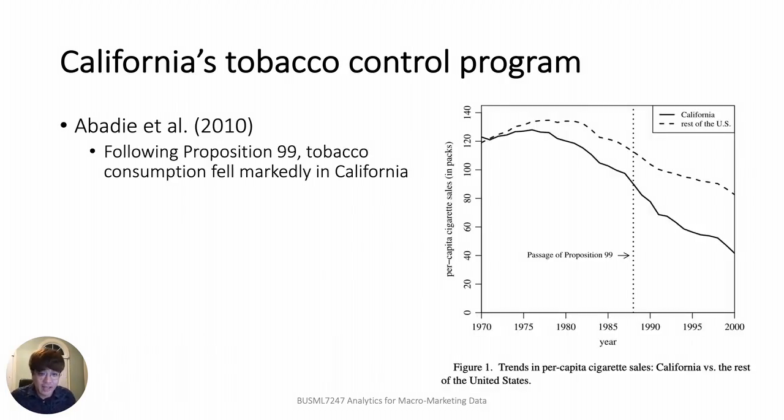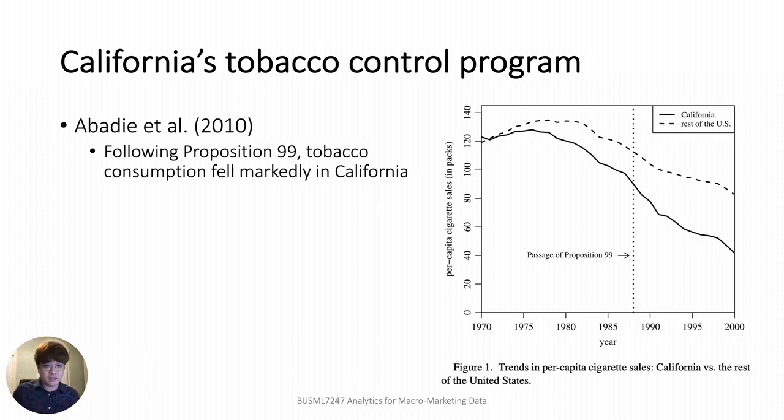Following Proposition 99, tobacco consumption in California fell remarkably, as in this figure. The solid curve is the per capita cigarette sales in California over the years, and the dotted curve is the sales in the rest of the United States. A downward trend was found in both California and the rest, but after the passage of Proposition 99 in 1988, the trend in California became steeper than the trend in the rest.